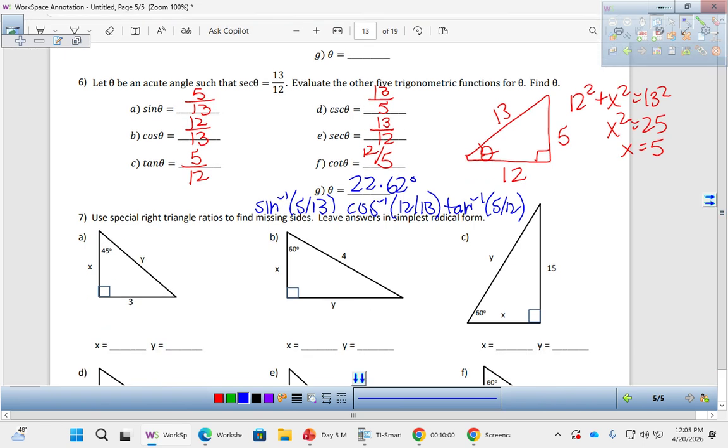All right, this next section here is special right triangles. We've got a 45, 45, 90. The side lengths are x, x, and the hypotenuse is x root 2. So I've got opposite of the 45, which is 3. So opposite of the 45 has to be 3. And the hypotenuse is 3 root 2. Side length times root 2.